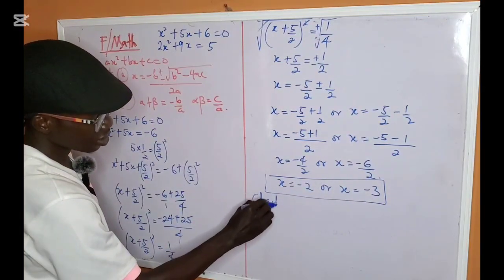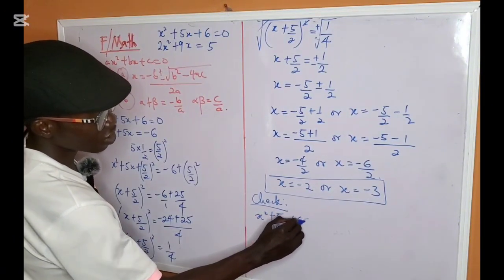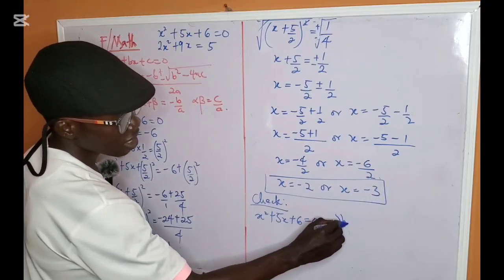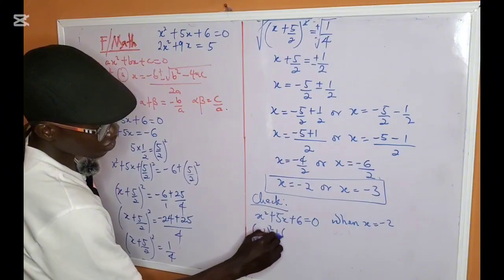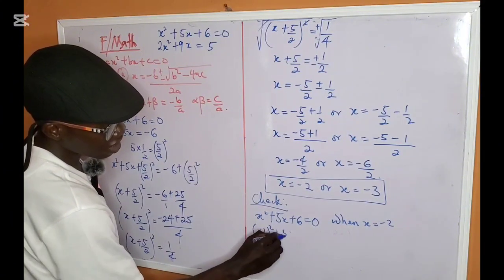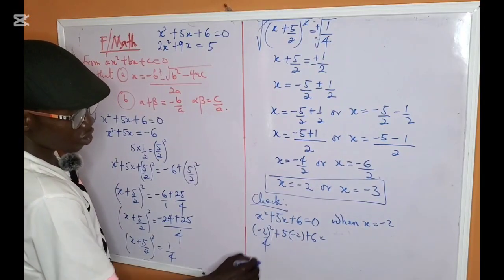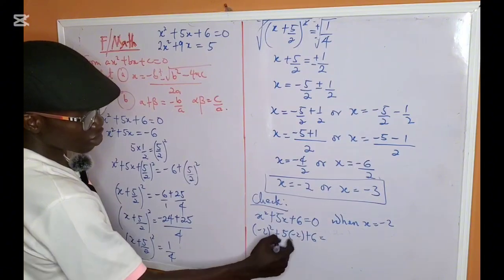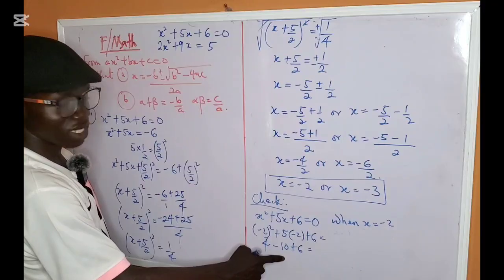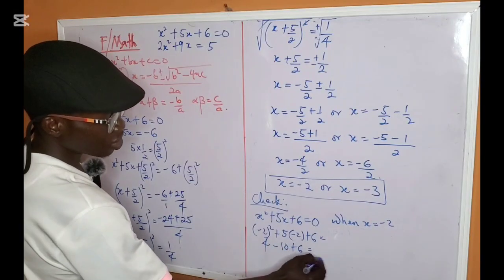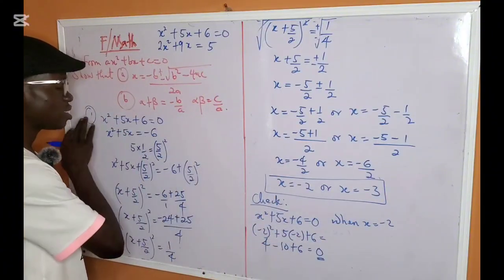So to check, we have x squared plus 5x plus 6 equals 0. So when x equals minus 2, it's going to be minus 2 squared plus 5 bracket minus 2 plus 6 equals what? Minus 2 squared will give us 4, plus and minus, that's minus, 5 times 2, 10, plus 6. 4 minus 10 is minus 6, minus 6 plus 6 will give us 0. So this shows that x equals minus 2 satisfies the equation.